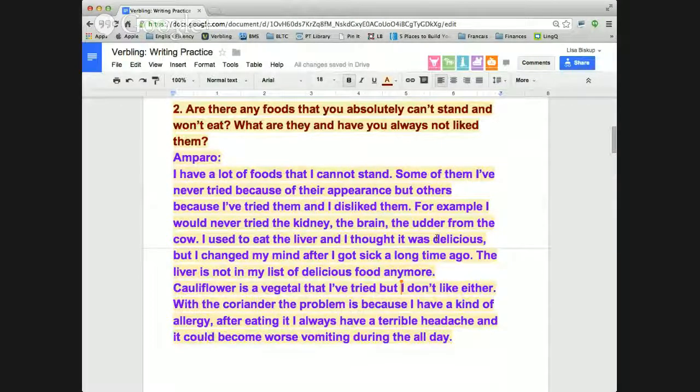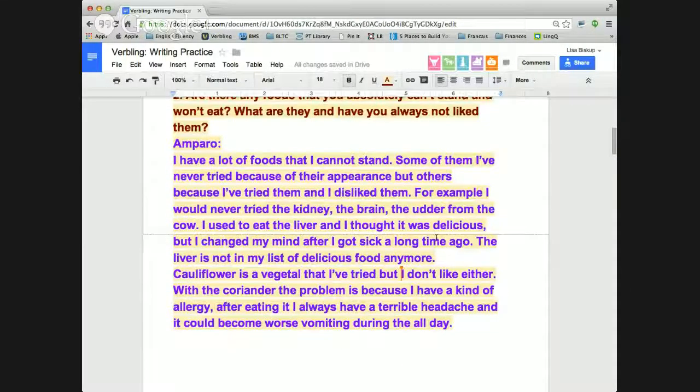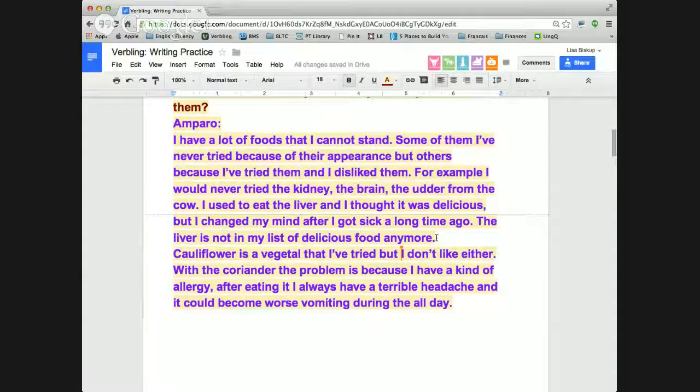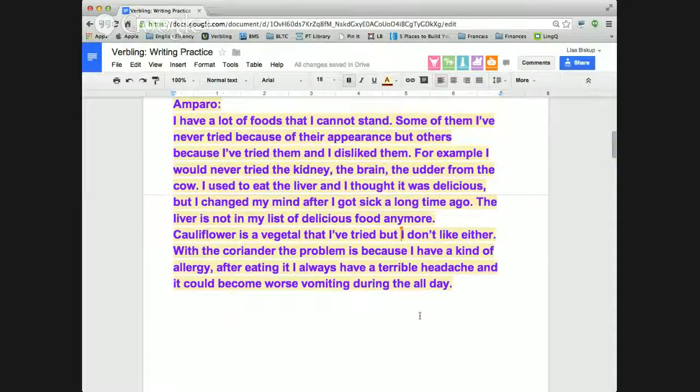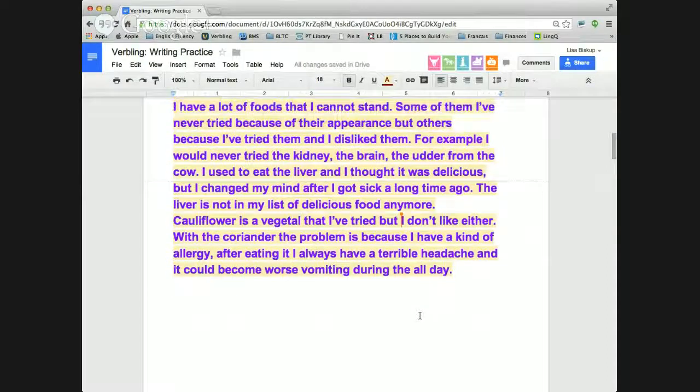I have a lot of food that I cannot stand. Some of them I've never tried because of their appearance, but others because I've tried them and I disliked them. For example, I would never try the kidney, the brain, the liver from the cow. I used to eat the liver, and I thought it was delicious, but I changed my mind after I got it a long time ago. The liver is not in my list of delicious food anymore. Cauliflower is a vegetable that I've tried, but I don't like it either. With the coriander, the problem is because I have a kind of allergy or something. After eating it, I always have a terrible headache, and it could become worse vomiting during the whole day.